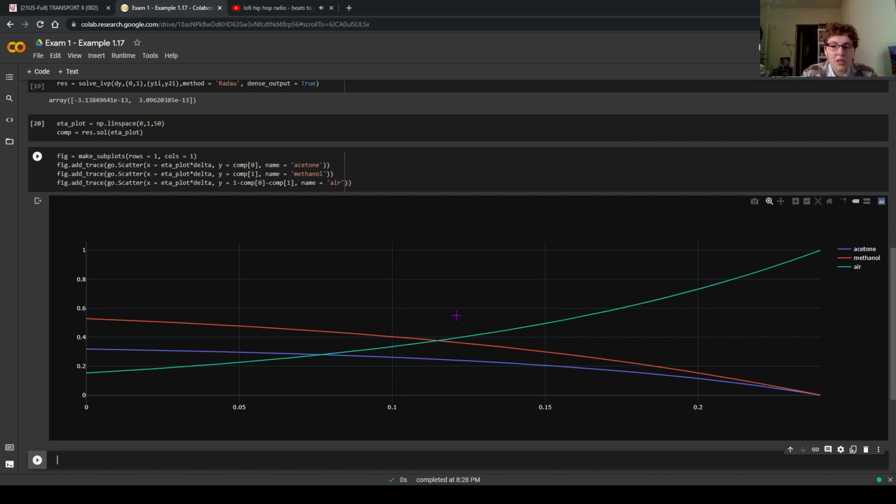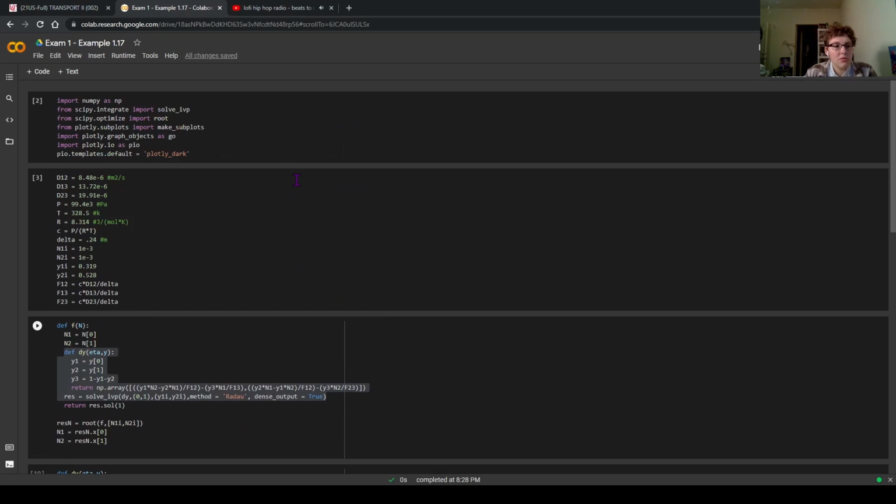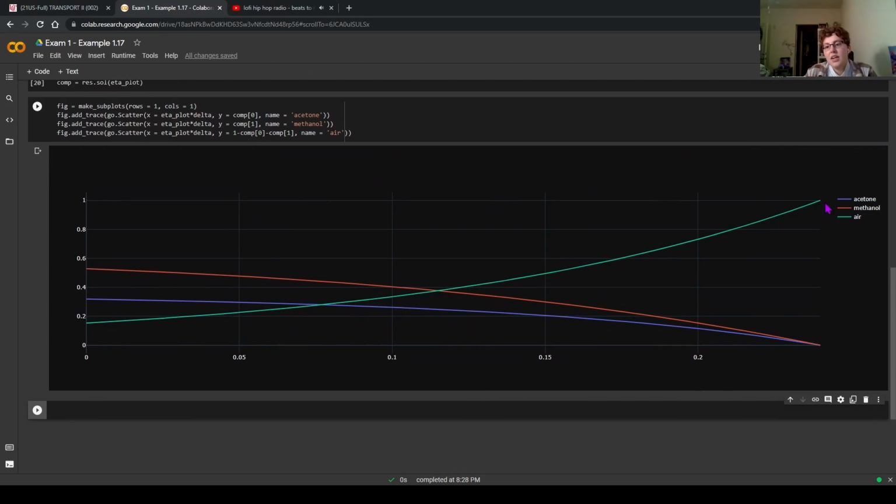And there we go. That creates our graph showing the composition of the mole fractions across z equals 0 to z equals delta. Delta is 0.24 meters. And as you can see at the end, our air mole fraction comes up to 1, as we know, and the other two reduce down to 0. So there you go. That is how we determine the molar fluxes of the system, as well as the mole fractions from z equals 0 to z equals delta, or eta equals 0 to eta equals 1.